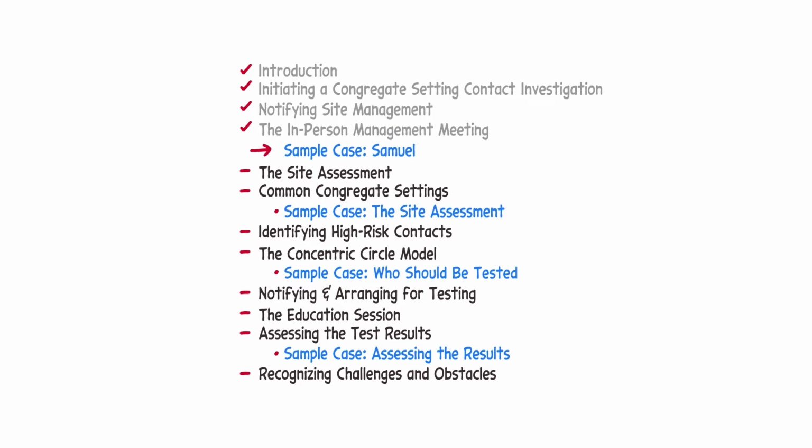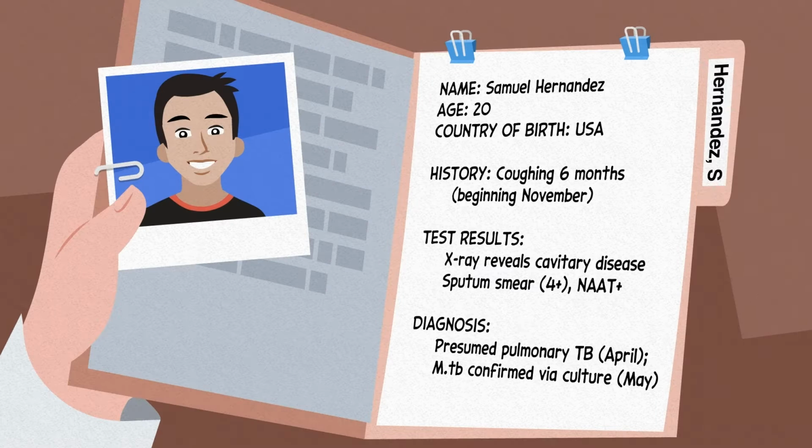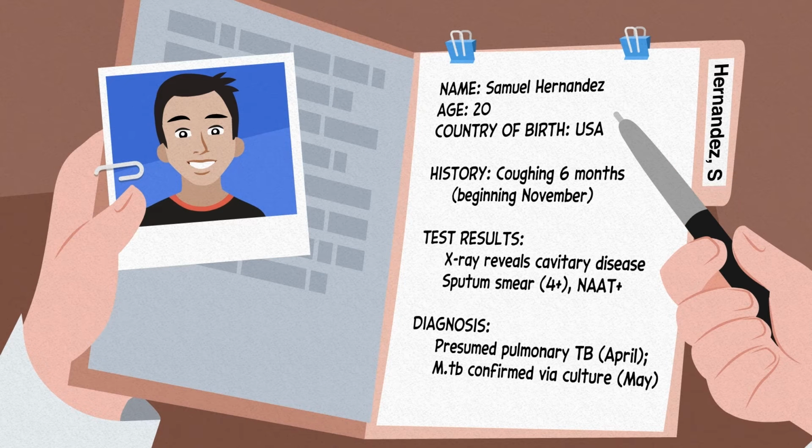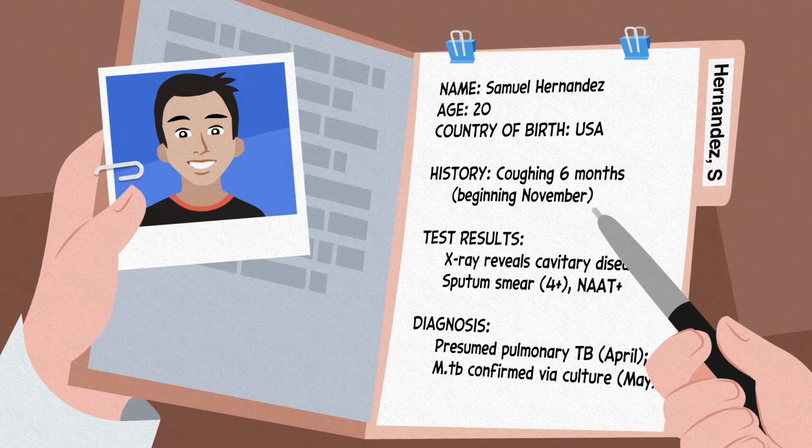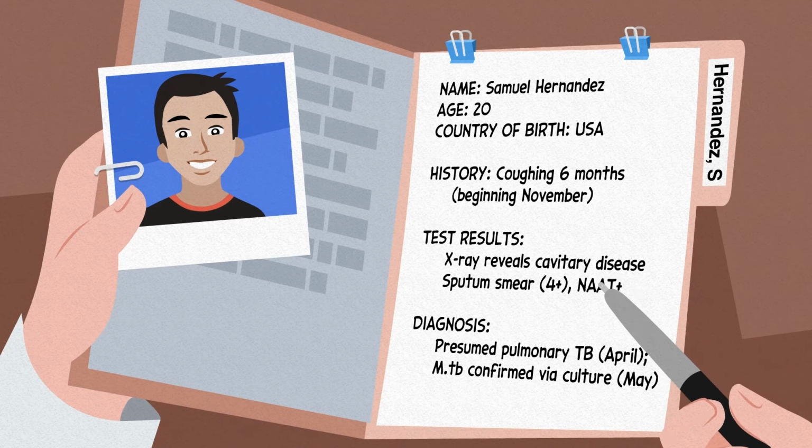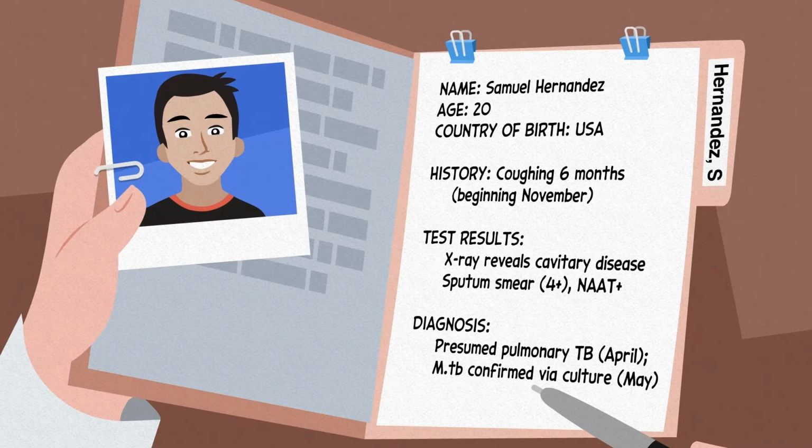Before we continue, let's take a look at a sample case to get you thinking. Samuel is a 20-year-old U.S.-born male. He had been coughing for 6 months when he was found to have an abnormal X-ray with cavitary disease and positive sputum smears.